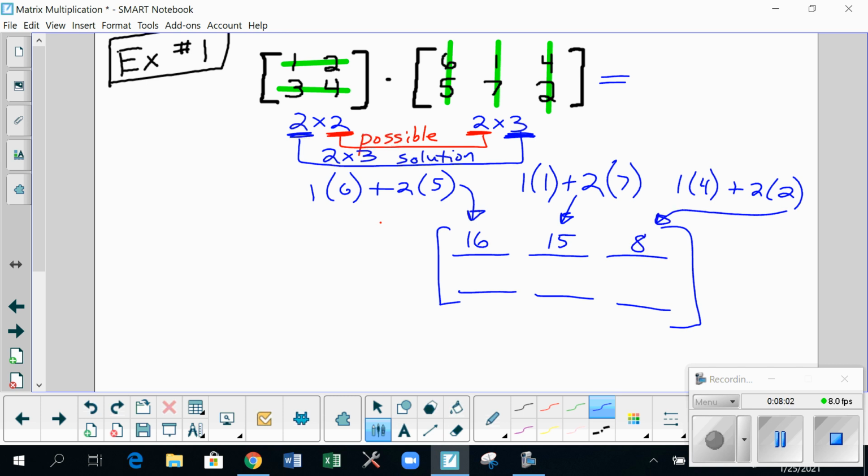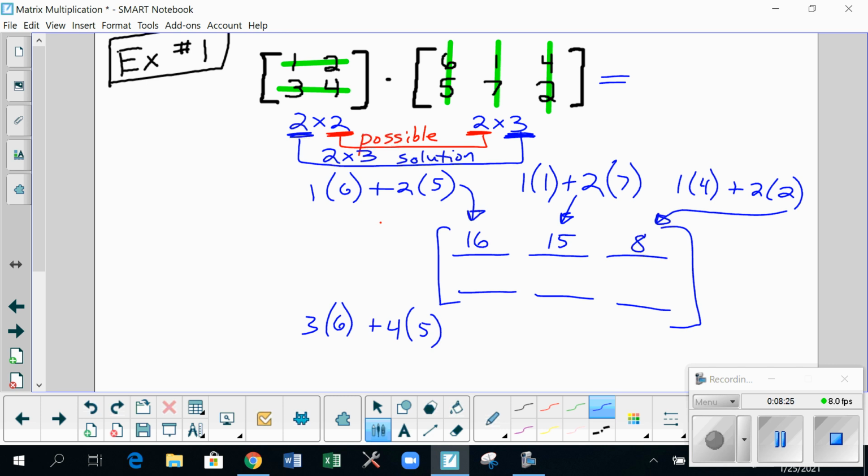All right, now to get my answers in the bottom row, I'm going to repeat the exact same process, but this time I'm going to be using the bottom row of the first matrix, the 3 and the 4. So first off, I'm going to group the 3 and the 4 from the first matrix with the left-hand column of the second, the 6 and the 5. I'm going to take 3 times 6 and 4 times 5.